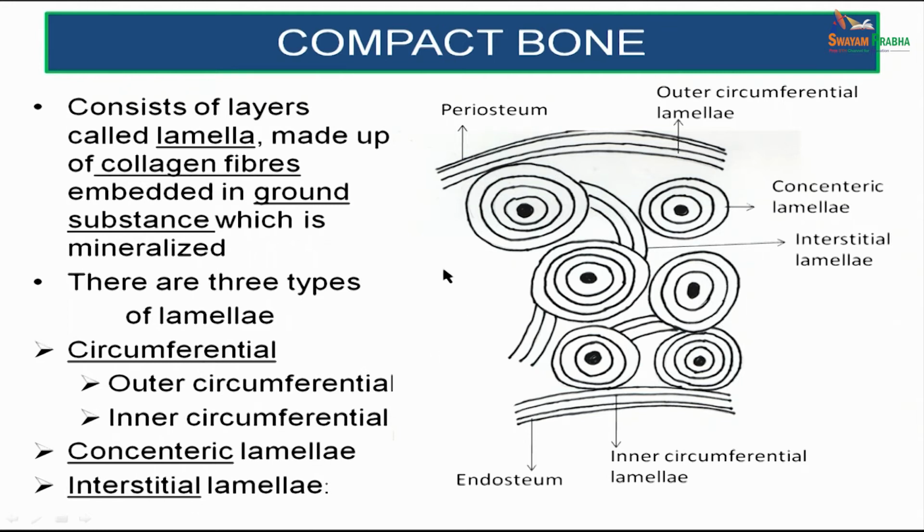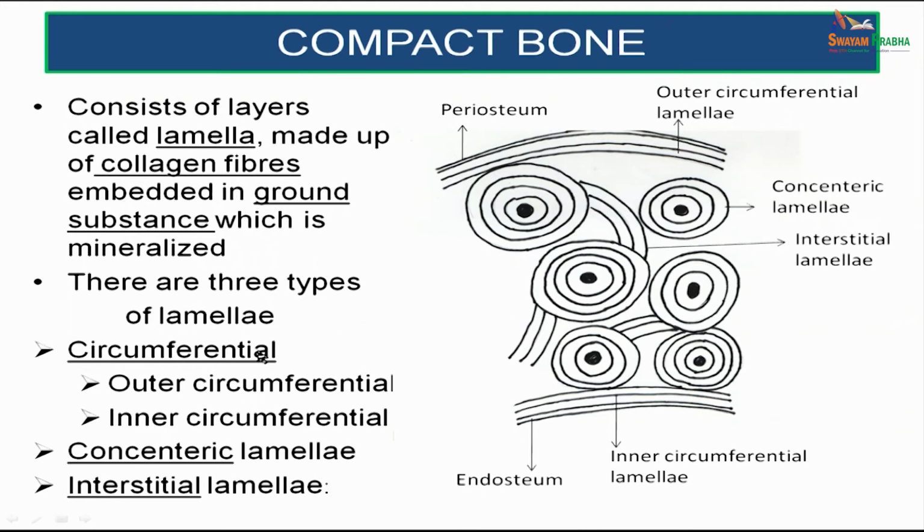So, if we look at this diagram, this is the compact part of bone or compact bone, and on the outer portion we can see periosteum. Then we can see these lines, they represent circumferential lamellae. Then we can see these circular lines, this arrangement, they represent concentric lamellae, and in between we find some more parallel lines, they represent interstitial lamellae.